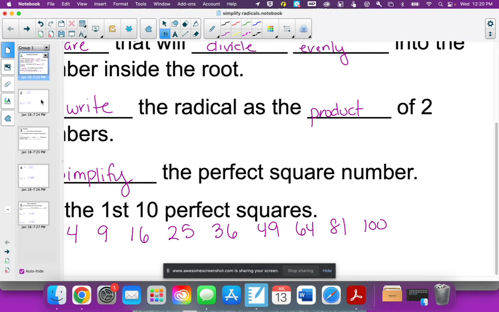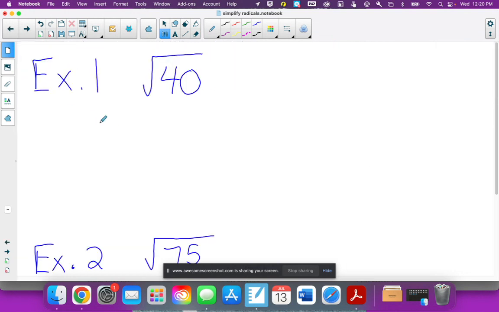All right. So let's try a couple of examples so you can see what we're talking about. Okay. So 40, right? I'm not even looking at the square root right now. I'm looking at the number inside of it, 40. Okay, so I'm going to go through my perfect square list and I'm going to start dividing it. 40 divides by 1, everything does. Okay, 40 divides by 4, so that's going to give me 4 and 10. Keep going. Does 40 divide by 9? Nope. 16? Nope. 25? Nope.